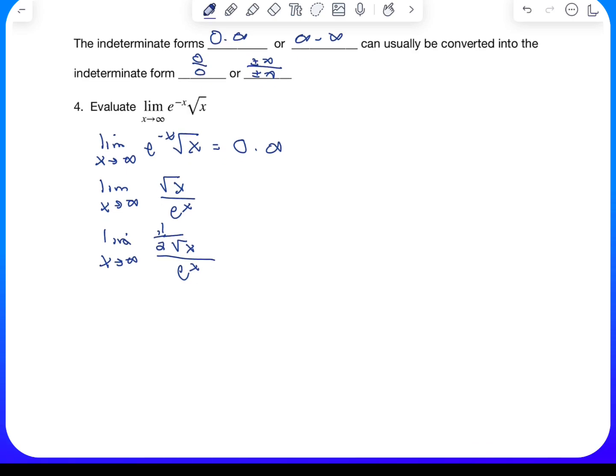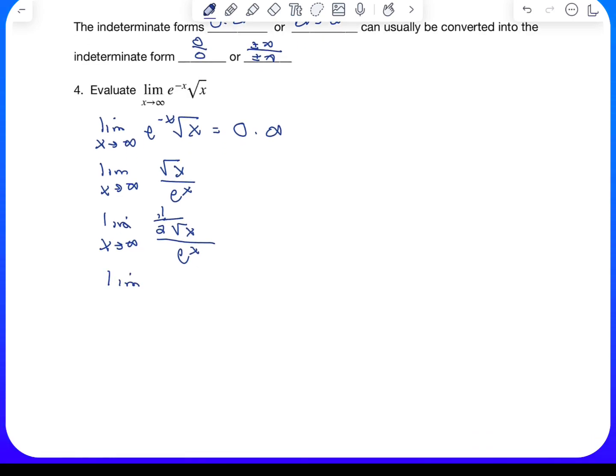Now if I flip that bottom fraction of e to the x over 1, I end up with the limit as x goes to infinity of 1 over 2 e to the x times the square root of x. Now we're going to try direct substitution again. And we get infinity on bottom, 1 over infinity is 0. So our answer is 0.